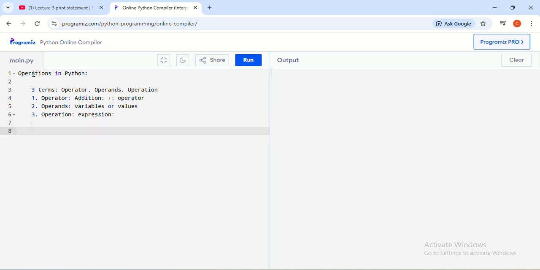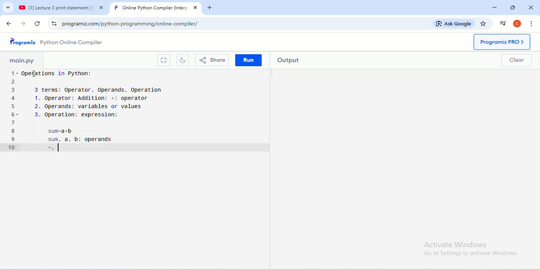Okay, so if I write the statement sum is equals to a plus b, so here sum, a and b are operands and equals to and plus are operators. And here when we completely read the statement sum is equals to a plus b, that totally becomes an operation which we are performing over here. Okay, so in Python there are multiple types of operations, or you can say operators. So we are going to discuss one by one.